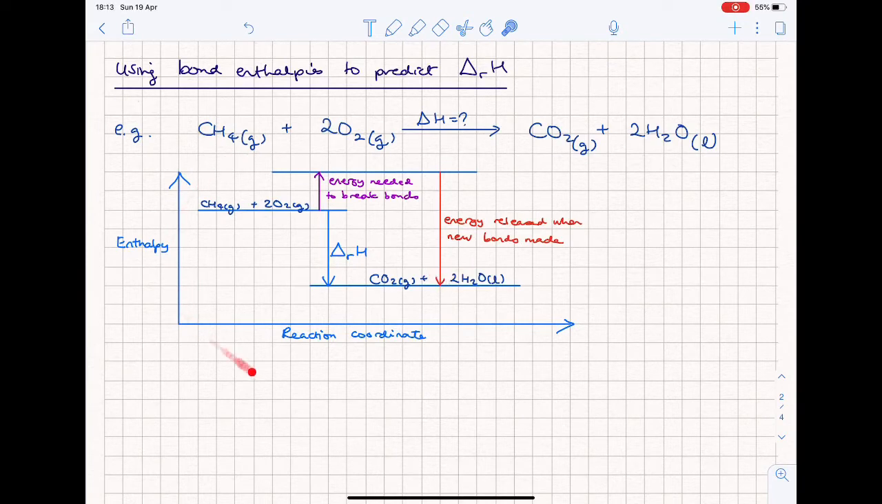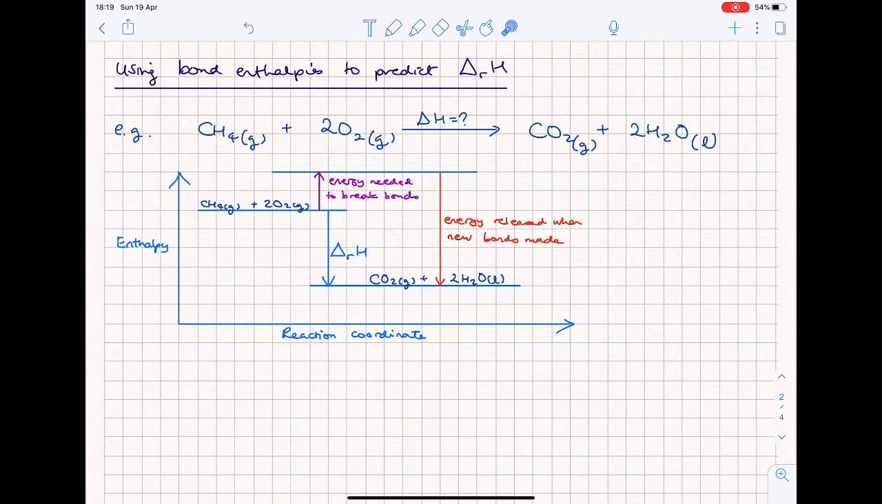So you can see on this energy profile that the enthalpy change of the reaction will be the difference between the energy needed to break the bonds in the reactants and the energy released when the new bonds are formed in the products. This value here will be the sum of the bond enthalpies of the bonds in the reactants, and this value here will be the sum of the bond enthalpies of the bonds in the products.